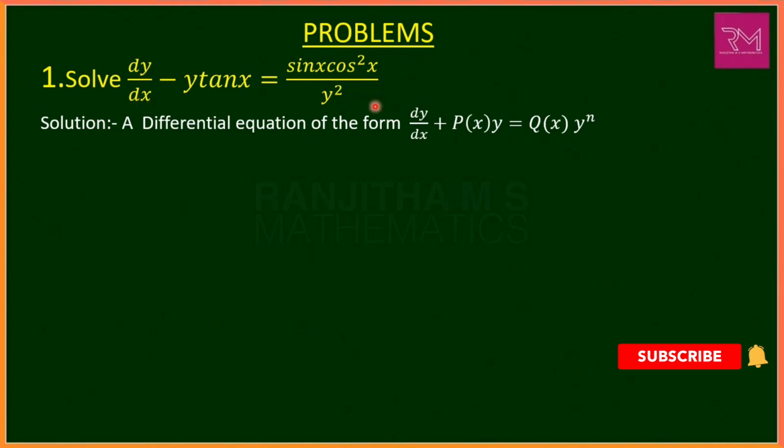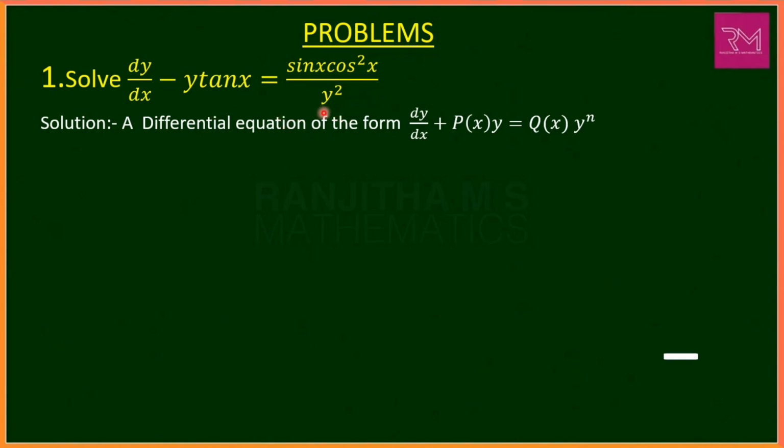The given differential equation is of the form dy by dx plus p of x into y, which is equal to q of x into y power n. Here p of x is minus tan x and q of x is sin x into cos square x, and y power n is, if we take this y square to the numerator, that becomes y power minus 2, that is our y power n. So clearly this is a Bernoulli's form equation. We have to reduce this form to a linear differential equation.